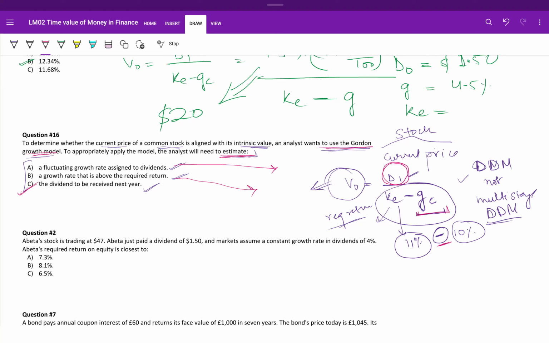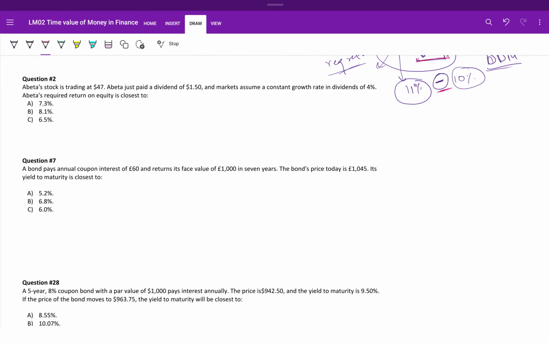Now let's go to question number 2. Company Abeta's stock is trading at $47 and Abeta just paid a dividend of 1.5. The market assumes a constant rate of dividend growth, g, growing at a constant rate. The company just paid the dividend. This is actually what the stock is trading at. This is the price, not the dividend, understand?